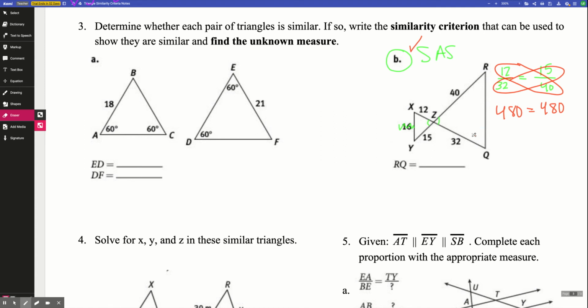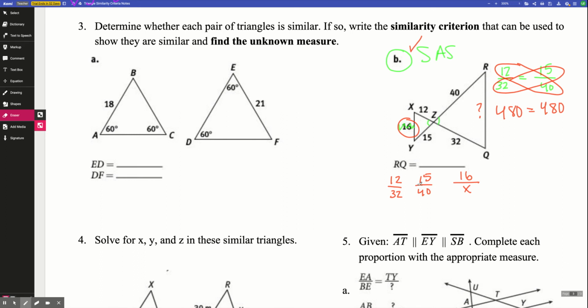Now, the last thing it's asking for is what is the length of RQ? So I have two of my proportions written already, right? 12 out of 32, 15 out of 40, and then my last fraction would be 16, because that's the missing side, over x, because that's what I don't know. Now, when you have a variable in your proportion, the best thing to do is to use the cross multiplication method to solve for x.